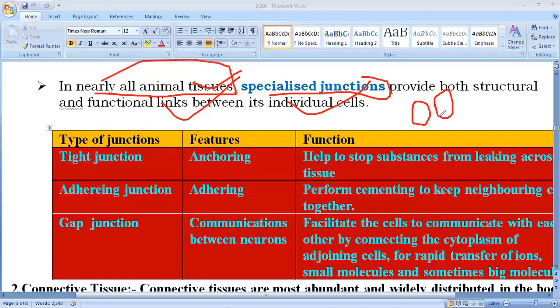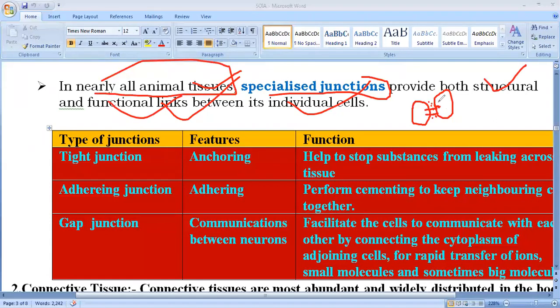What does structurally and functionally mean? Structurally means via the structure. Suppose that a substance is present in between them, and they are linked. Structurally means they are linked with this, and functionally means they also form some specific channel or bridge-like structure by which molecules or ions can cross. So here it is saying both structural and functional links between individual cells.